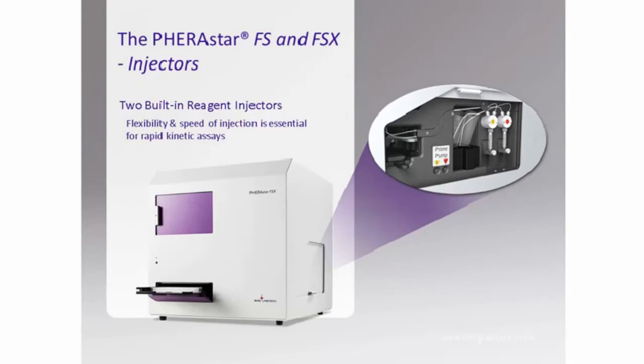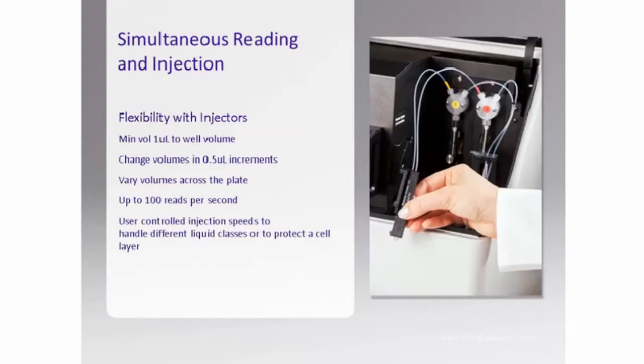Now, in addition to these standard features, PHERAstar FS and FSX can have 2 injectors built into the side of the unit, whilst maintaining the same footprint. These injectors allow users to vary the volumes across the plate from well to well, changeable in as little as 0.5 microliter increments. Users can also control the injection speed when working with different liquid classes or cells, and for very rapid reads, we can read up to 100 times per second utilizing this system.